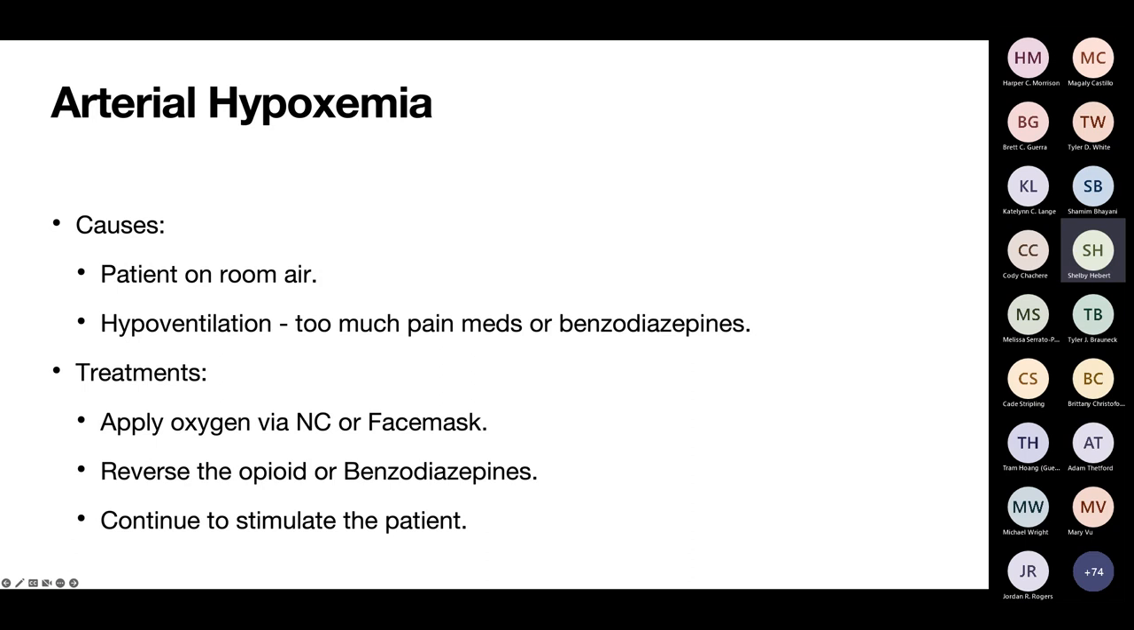As I said, most places require the patients go out to the recovery room on oxygen. So usually a face mask, but sometimes a nasal cannula. If you have oversedated the patient with an opioid or a benzo, consider giving them a reversal agent. The one thing I would encourage you to do is, one, stay with your patient if you do that, and two, give it slowly and titrate it. You gave the patients the pain medication or the benzos for a reason. You don't want them anxious, agitated, or in pain because you slammed them with a reversal agent. And then also think about basic things. You can just continue to stimulate the patient and let them wake up.